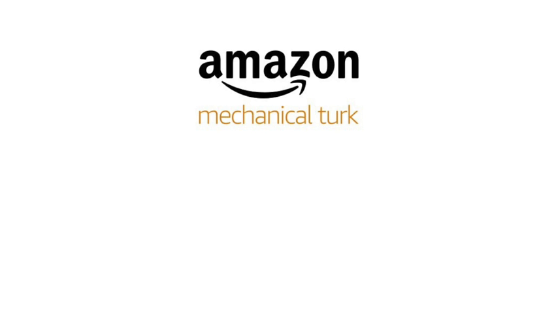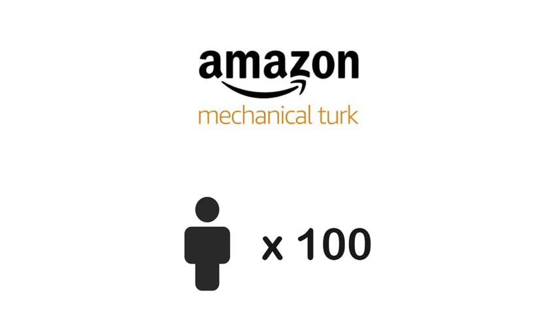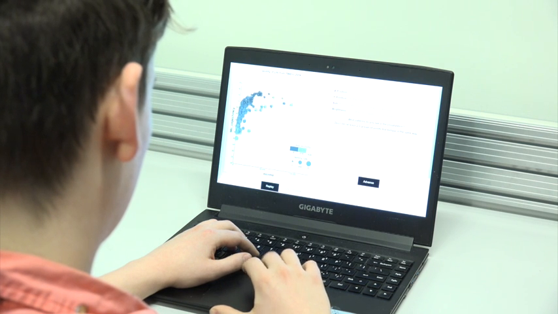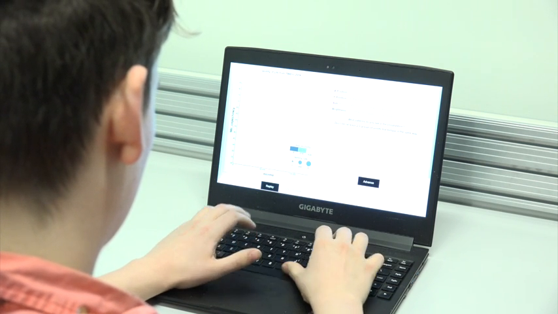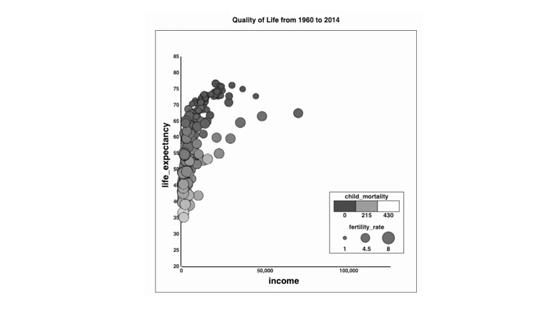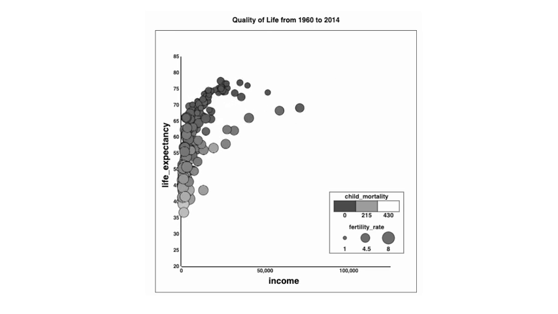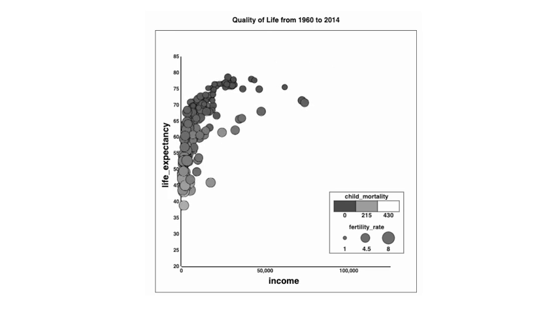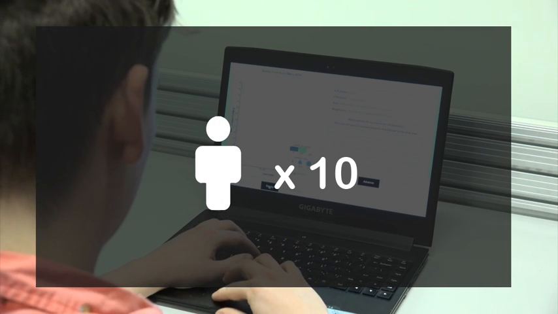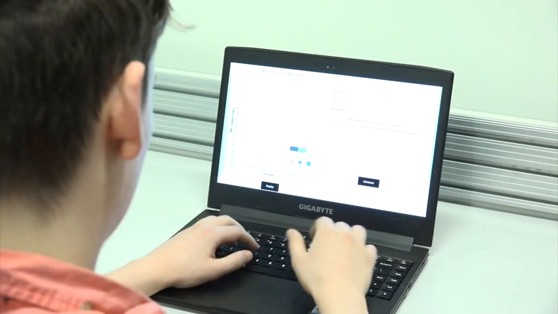We conducted this experiment on the Amazon Mechanical Turk platform. 100 crowd workers participated in our experiment. We also conducted a follow-up experiment that consisted of questions about more realistic dynamic visualization scenarios, including a dynamic scatterplot visualization showing change in quality of life indicators for different countries, and a thematic map of election data in the United States. 10 participants took part in this experiment, which we ran in a laboratory environment.